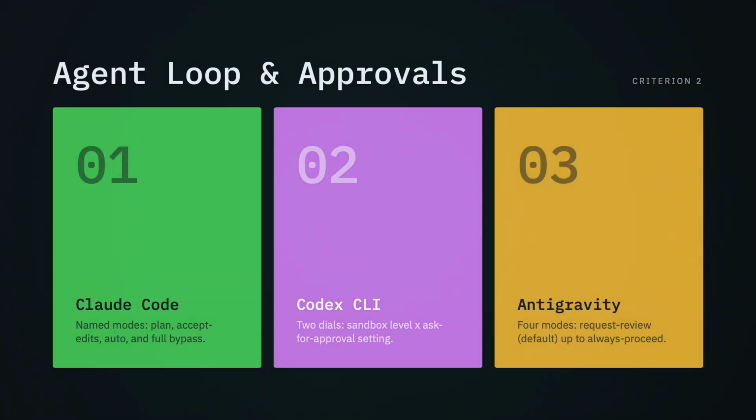Criterion 2. How much does it ask before it acts? Claude Code gives you named permission modes: plan, accept edits, auto, and a full bypass. Codex uses two dials, a sandbox level crossed with an ask-for-approval setting, from read-only up to full access. Antigravity has four modes, from request review by default up to always proceed. More control is good, but the default is what you actually live with day to day.